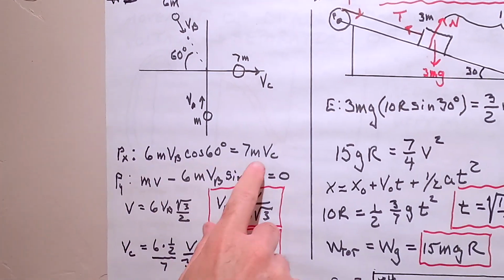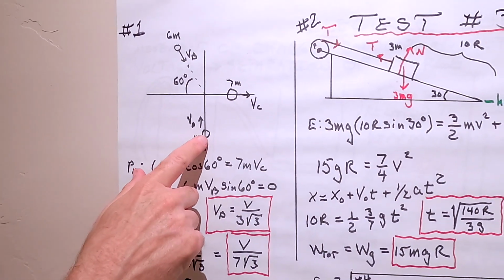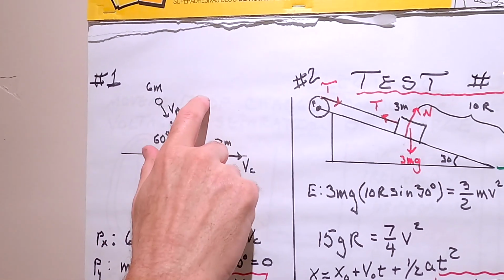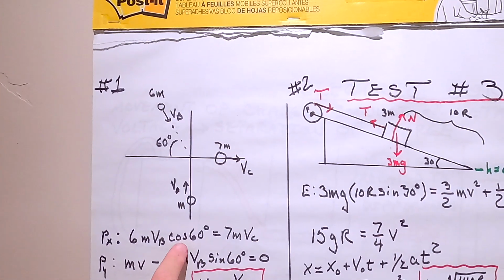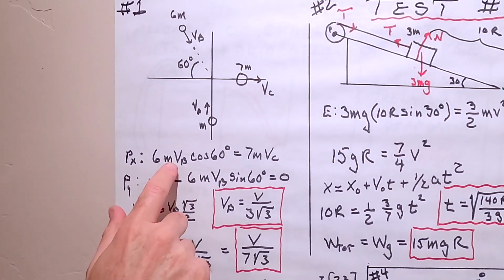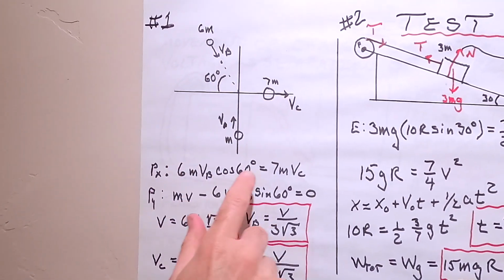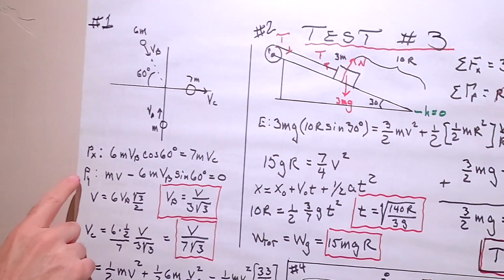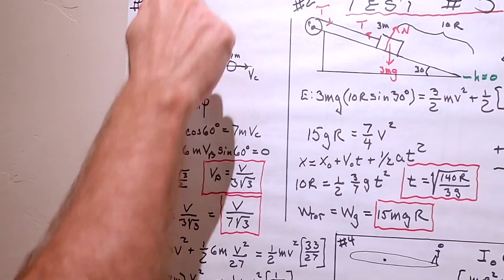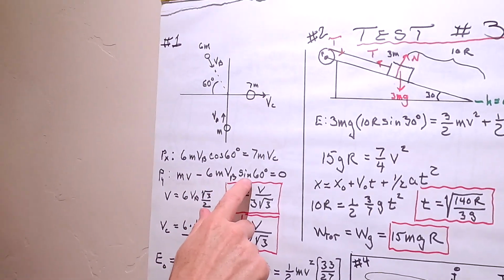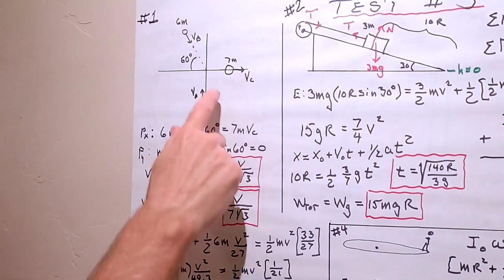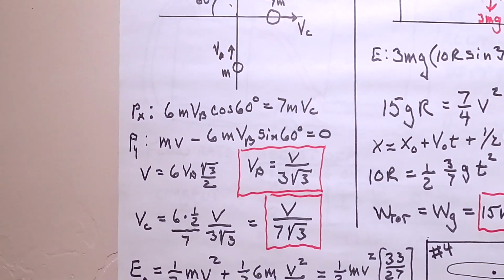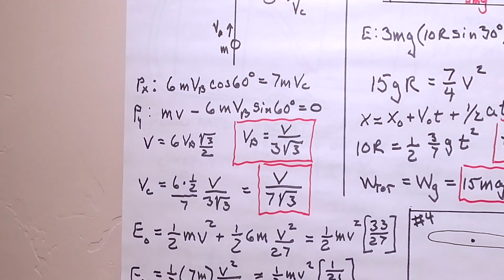In the x direction, this one has no x component, so all you have is the x component of that one. If that's VB, this component is VB cosine 60 times 6m. So there's the total momentum before, and afterwards it's 7m VC. So there's the x component. The y component: mv minus 6m VB sine 60 equals 0, because it's all going horizontally afterwards. Then I ask, what is VB and what is VC?